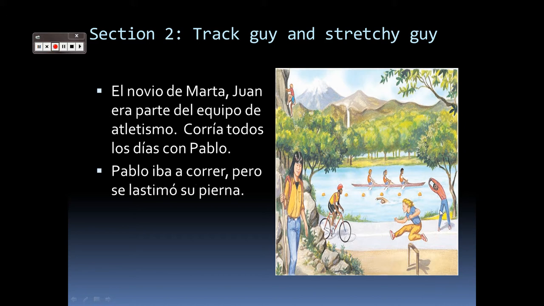And then I'd say, Pablo iba a correr, pero se lastimó su pierna. Pablo, this guy over here, where's my mouse? Pablo, this guy over here, was going to run, but he hurt his leg. Pablo tuvo que estirarse. Pablo had to stretch. Now here I'm using a preterite, an imperfect, a preterite. Iba a correr como perro. Corría is imperfect. Era is imperfect.